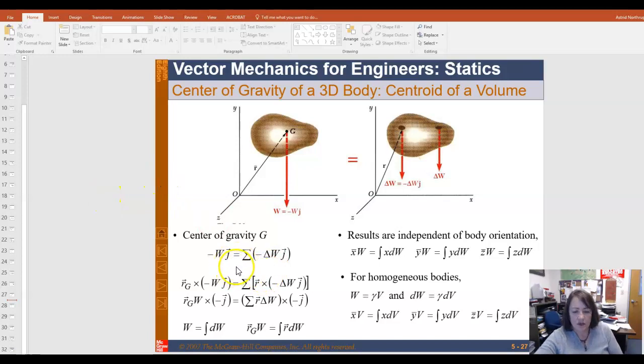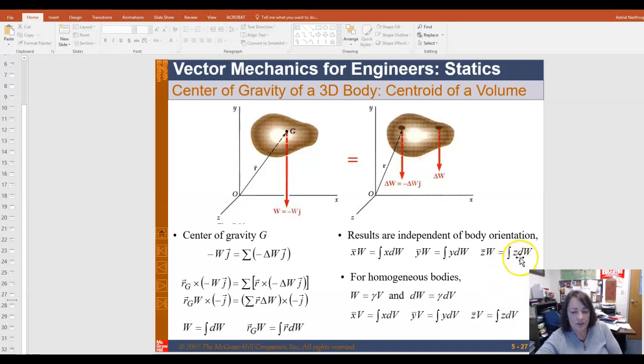And when we start talking about the weight, we can distribute it in this way. So if we have an x bar times the weight, a y bar times the weight, and a z bar times the weight, all of which would be equal to that coordinate x, y, or z, dW, and then integrate that content. Now, if it's homogeneous, that means if the weight distribution is equal everywhere, the density is the same everywhere, we can write it in terms of volume.